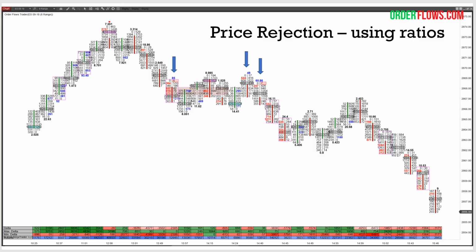Some people will say, well, I'm going to wait for confirmation. I'm going to wait for the market to come back up here, then sell off, or see if we reject that price, etc. Well, you don't need to. You can see you got price rejection, price rejection, price rejection in the ratios. And what happens? Eventually, the market sells off. This is a move from the 2867 area all the way down to the 2857 area in the S&Ps.